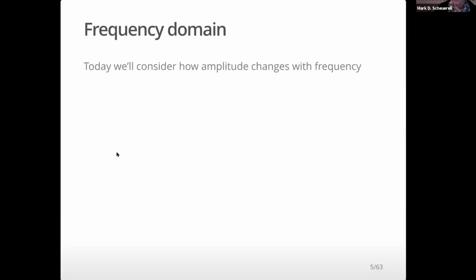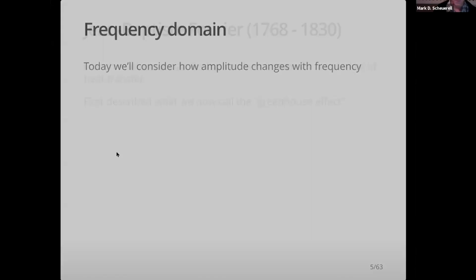In the frequency domain, we're going to instead explore how this amplitude changes not with time, but with frequency. And this will become a little more clear as we move through this material.